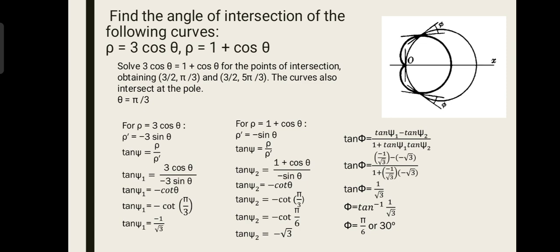So the angle of intersection is tan⁻¹(1/√3). We'll obtain π/6, so we'll convert it into degrees. We have 30 degrees. So, at the points of intersection, (3/2, π/3) and (3/2, 5π/3), the angle of intersection is 30 degrees.